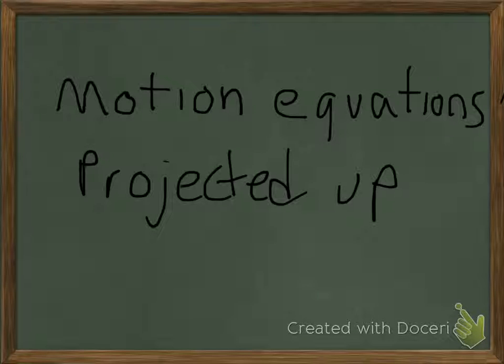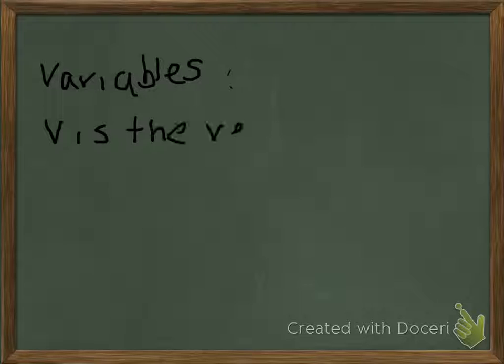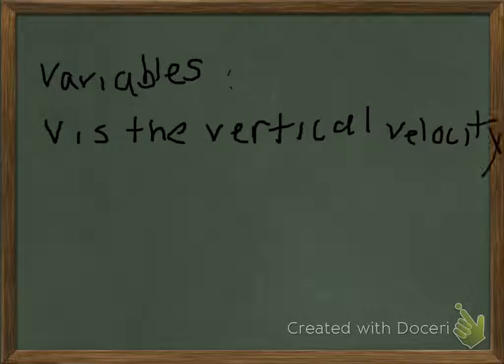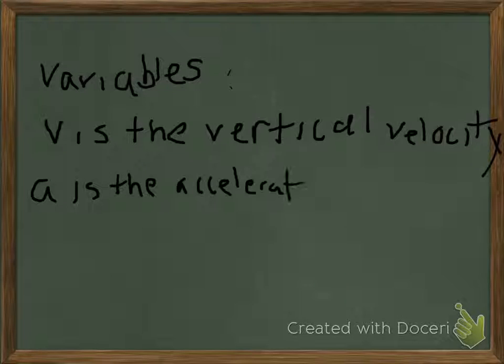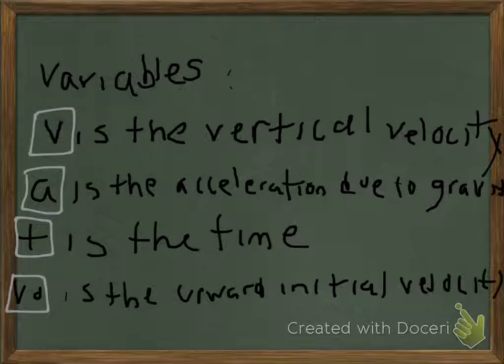Okay, motion equations projected up. The variables we'll be using for this: v is the vertical velocity, a is the acceleration due to gravity, t is the time, v naught is the upward initial velocity.